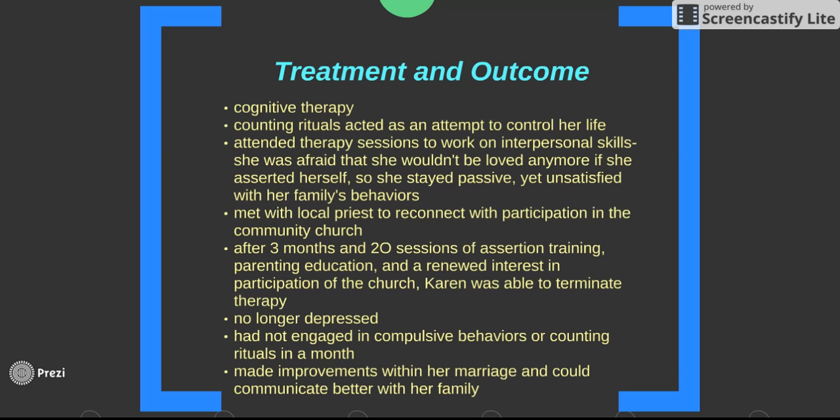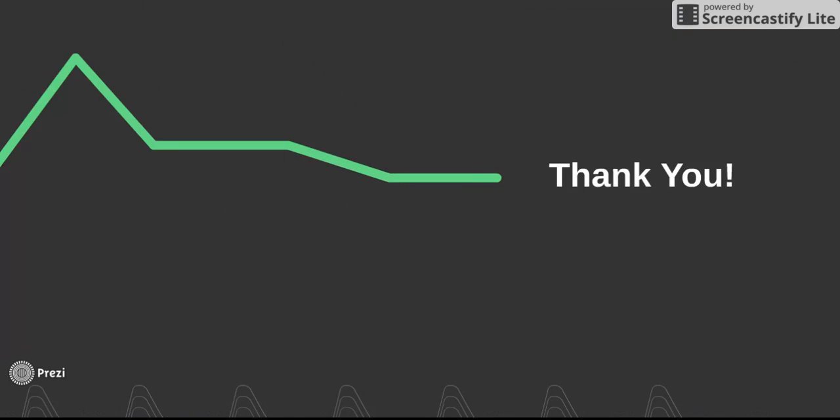She developed interpersonal skills and reconnected with her family. She was afraid, however, that she would be rejected if she asserted herself, so she stayed passive and was often unhappy with her family's behaviors. After steady progress for 3 months, she was able to terminate therapy after making positive changes in her life, such as stopping her counting rituals, communicating better with her family, renewing her interest with the church, and no longer suffering from depression. Thank you.